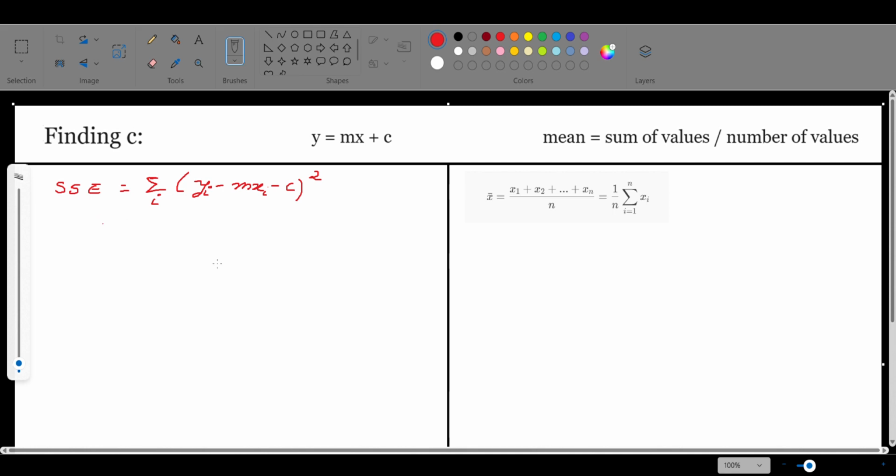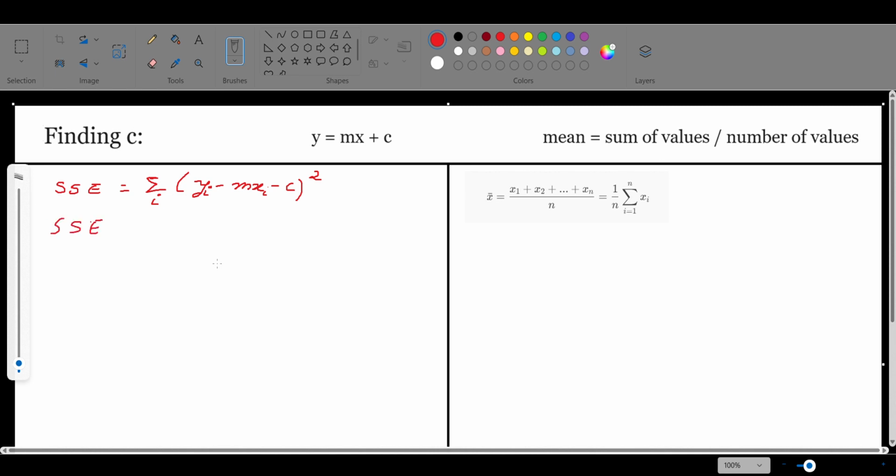Now if we want to find the value of c, we are going to partially differentiate SSE with respect to c. Reason? If you find the change with respect to m, c will not be used at all. We are trying to find the change in SSE with respect to c to be able to find the constant, to understand what the constant's value should be such that the best line is found. That is why we're going to differentiate it with respect to c.